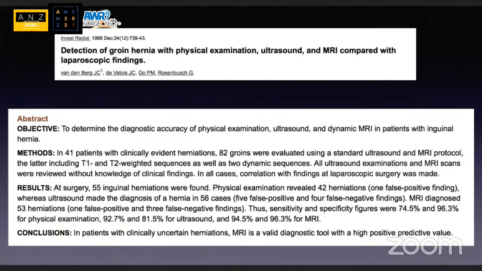Now this is an interesting study that is comparing groin hernia diagnosis with physical examination, ultrasound and MR, compared to the laparoscopic gold standard.